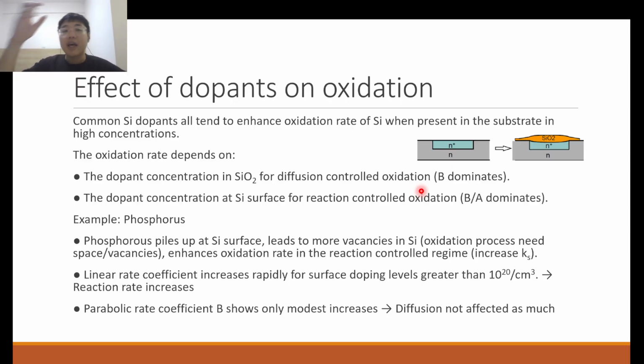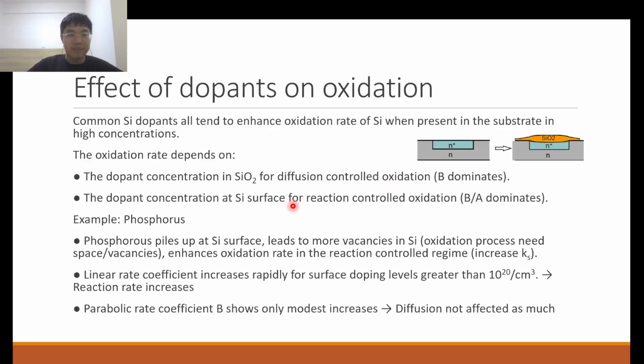it makes it easier for the chemical reaction to silicon dioxide to occur. And so the oxidation rate will depend on the dopant concentration in silicon dioxide for diffusion control oxidation. When we have more dopants in the silicon dioxide, it can enhance diffusion through the silicon dioxide, and this is especially important for oxidation in the diffusion control regime. Whereas for the surface reaction control regime, what affects it is the dopant concentration at the silicon surface, because that's where the surface reaction occurs, obviously.